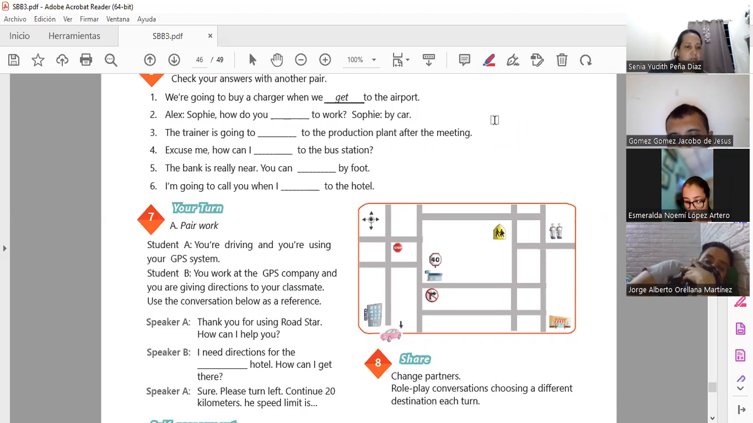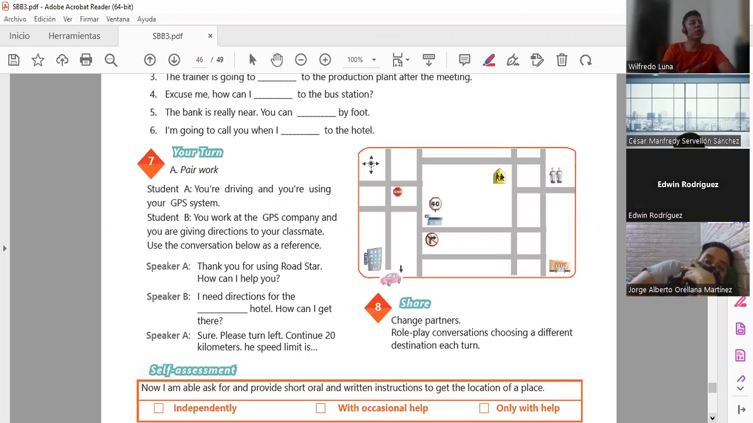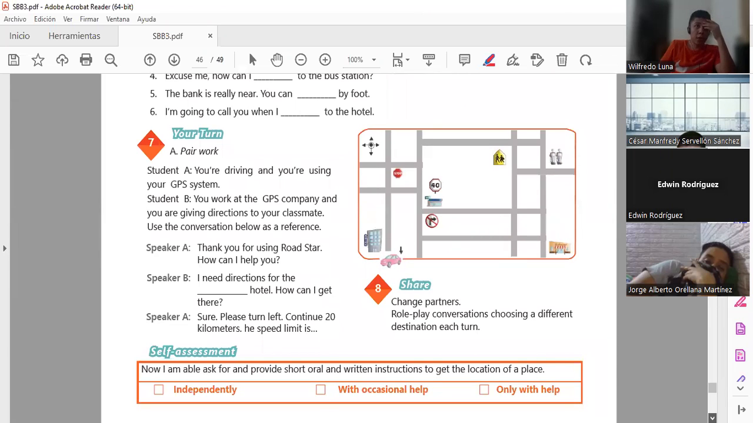Okay. Number five. The bank is really near. You can get by foot. Yes, you can get there by foot, or you can get there on foot. Very good. Number six. I am going to call you when I get to the hotel. Yes, I'm going to call you when I get to the hotel.